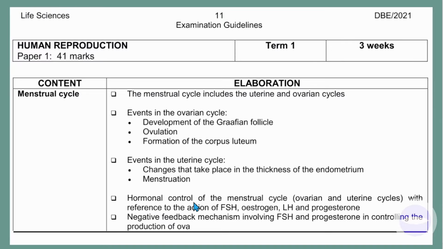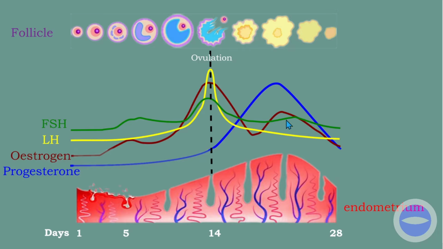Now this is our examination guideline. Now we go to hormonal control of the menstrual cycle, with reference to FSH, estrogen, luteinizing hormone, and progesterone. You will encounter this drawing during examination. Here we have follicles that are developing. Here we have hormones. These ones are released in the brain, and these two are released in the ovaries.